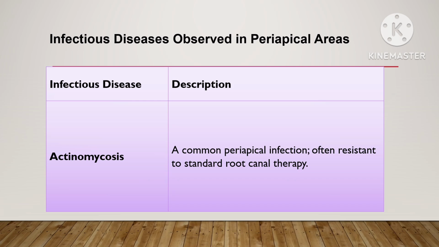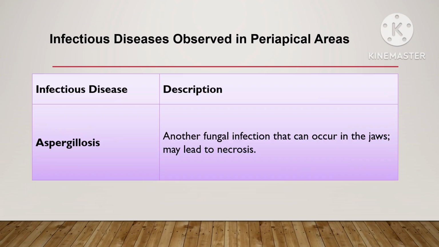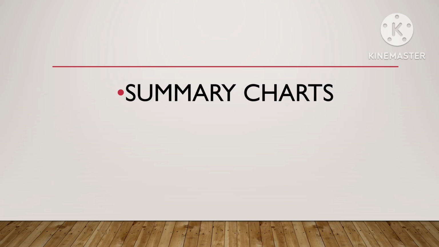Studies have found that infections like actinomycosis, histoplasmosis, and aspergillosis have been observed in the periapical area. Actinomycosis is one of the most common periapical infections. So that was all about the periapical pathology of non-inflammatory origin. Though I have not covered all the lesions, I have tried my level best to cover the most relevant and important lesions. Please go through the summary charts I have provided, and this will give you a bird's eye view of whatever we have learned till now.